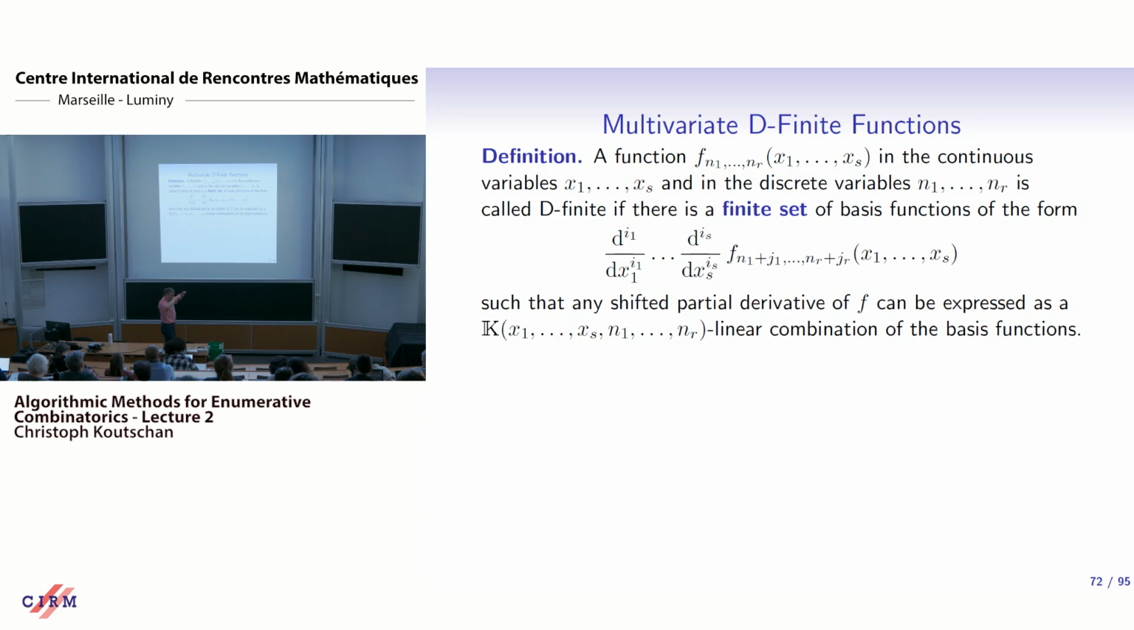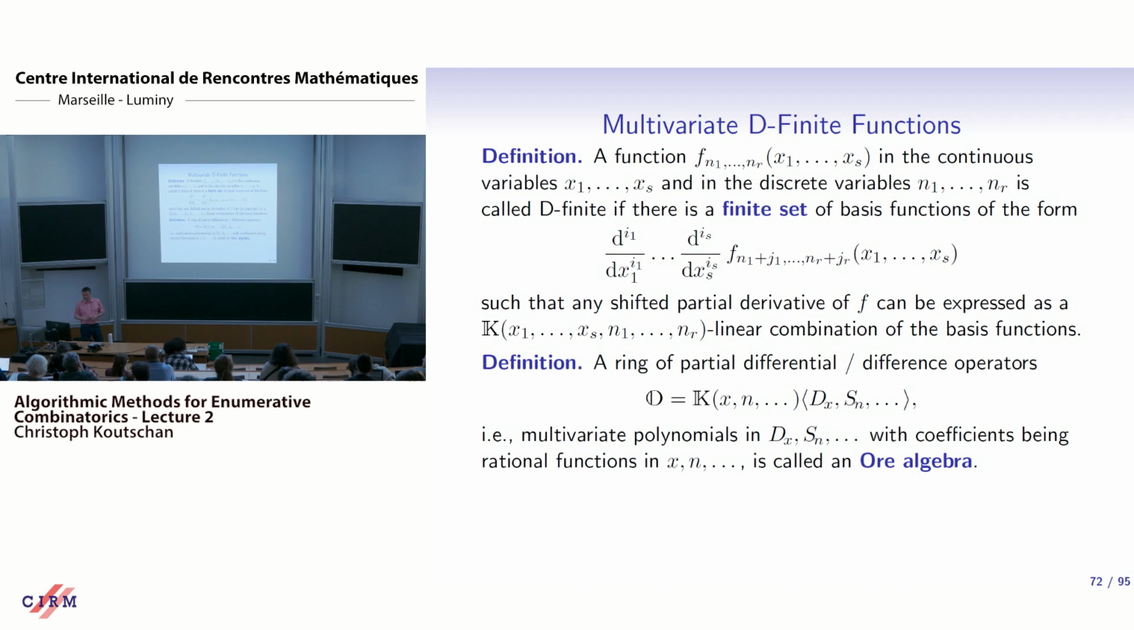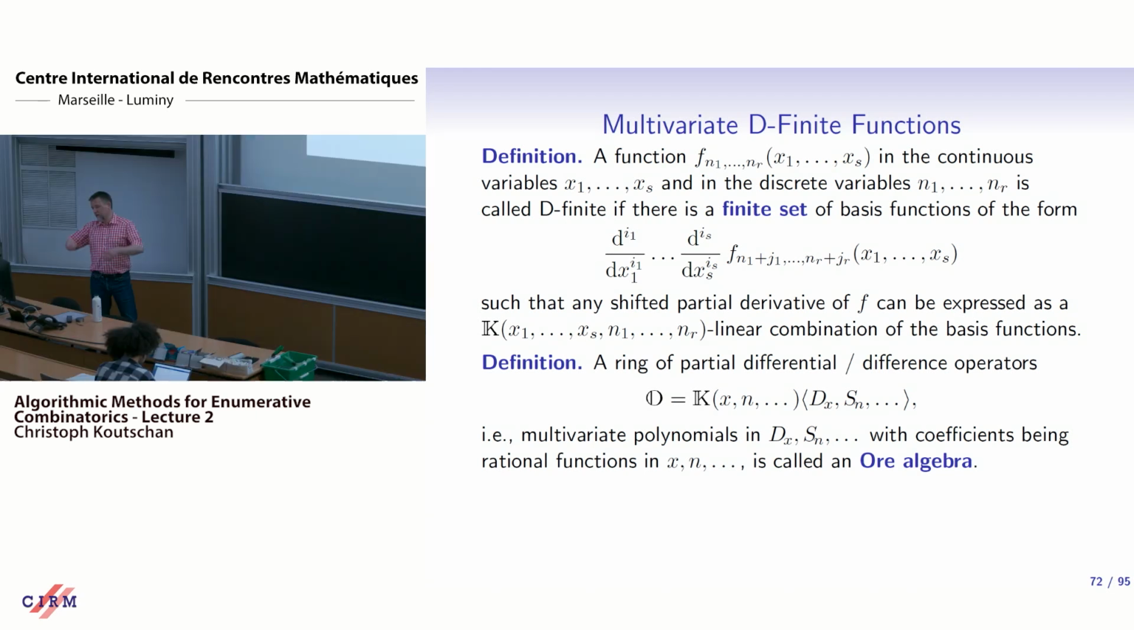analogous properties. Again, it suffices to specify finitely many initial conditions to define the function uniquely, and we can store it in the computer in a reasonable way. Then, of course, we can do the multivariate extension of our operator algebras, and in general this is called an Ore algebra, so we can now have D_x, S_n, and whatever being mixed in the same algebra.